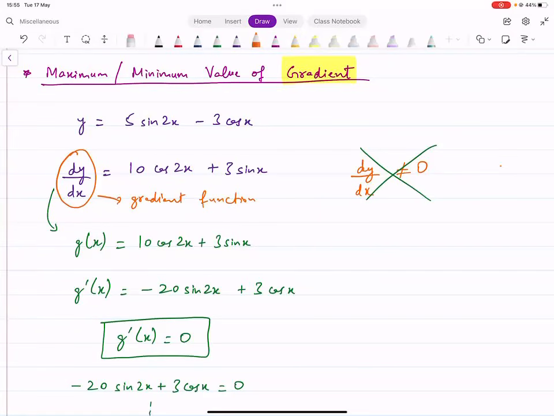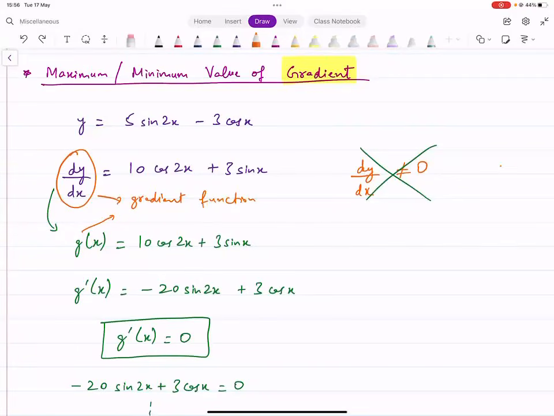So what you can do is you can treat this as a separate function. इसको dy by dx ना रहने दें, इसको आप किसी और letter से denote कर दें. Okay? So what I'm doing here is I'm saying let's denote this thing with g of x. इसको मैंने एक और function बना दिया, एक और letter से मैंने इसको denote कर दिया. I'm saying g of x equals 10 cos 2x plus 3 sin x. ठीक है? ये आपका gradient function है. इस gradient function की आपको maximum या minimum value find करनी है.